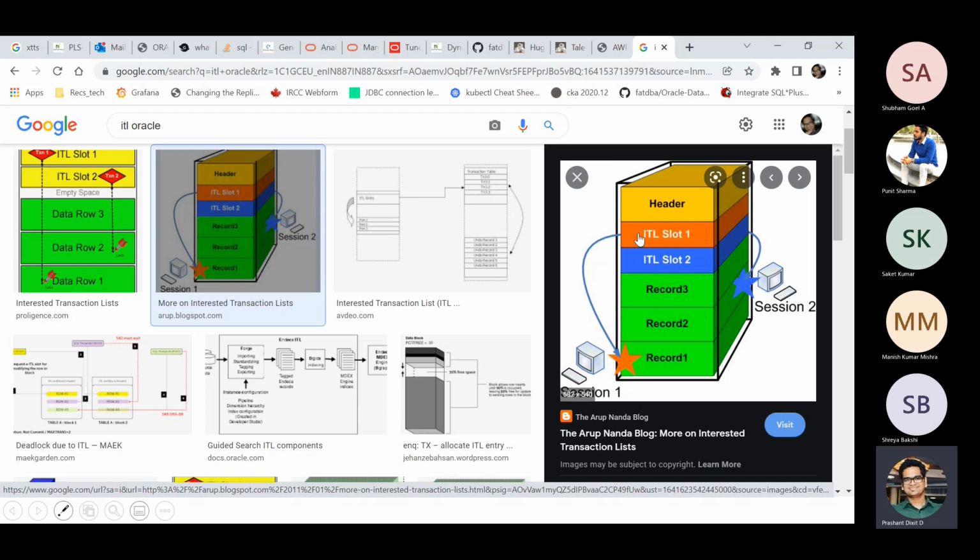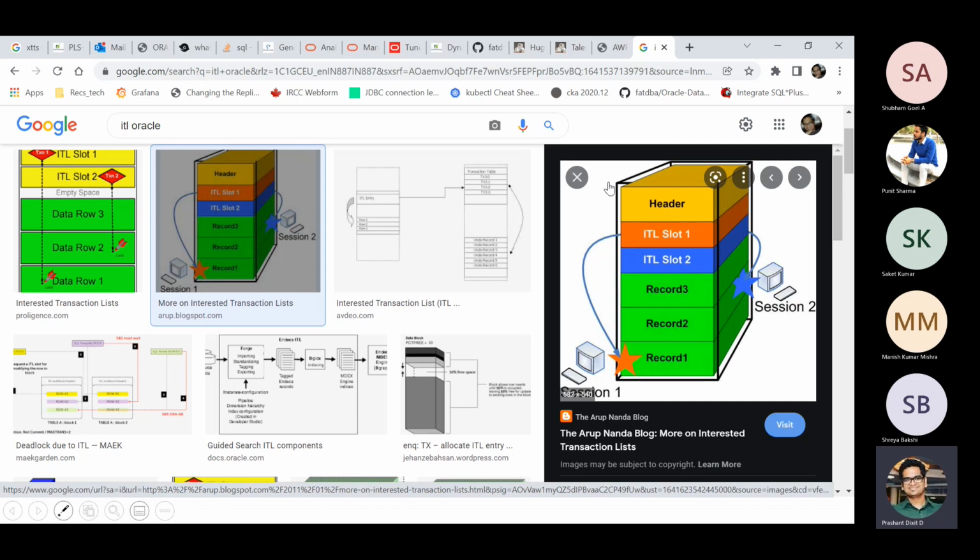Because every block has a limited number of ITL slots, let's assume this block has only 2 slots available. I am the first session, and it acquires an enqueue on ITL slot 1, connects with the required record, fetches it and moves it into the buffer cache. But before it moves to the buffer cache, another session comes, session 2, and it wants to read record 2. Session 2 also needs to acquire an enqueue, or a lock, in order to read the data from this block. So it acquires that ITL slot, and now it is authorized to do whatever it wants with the block.